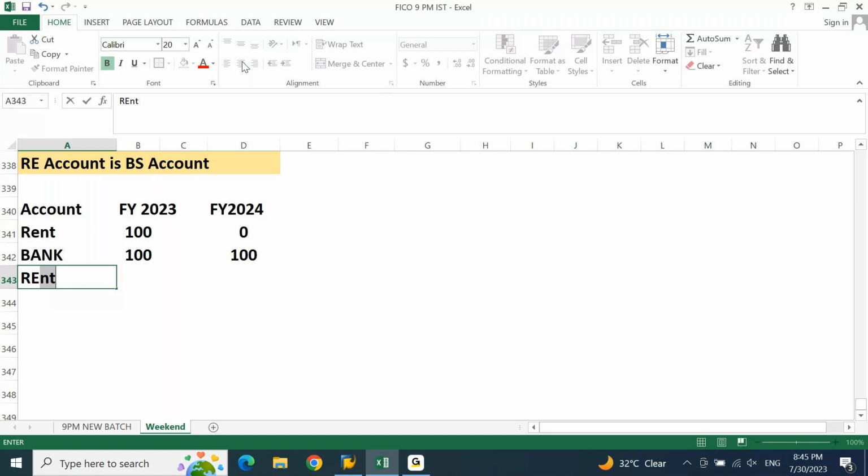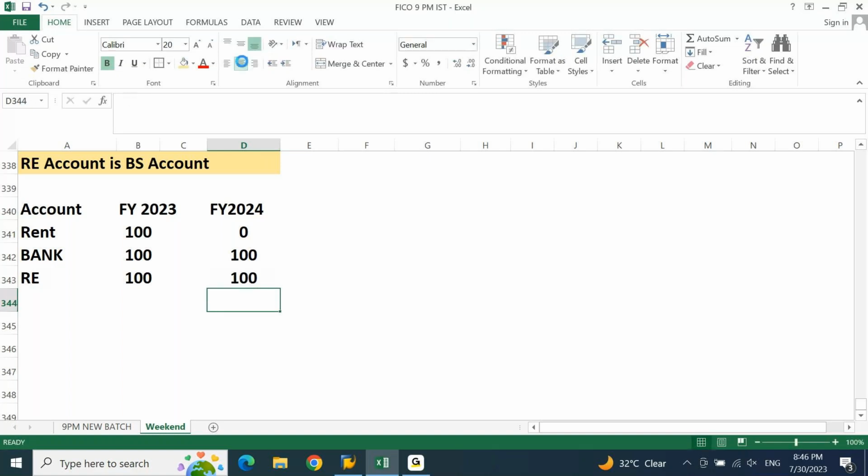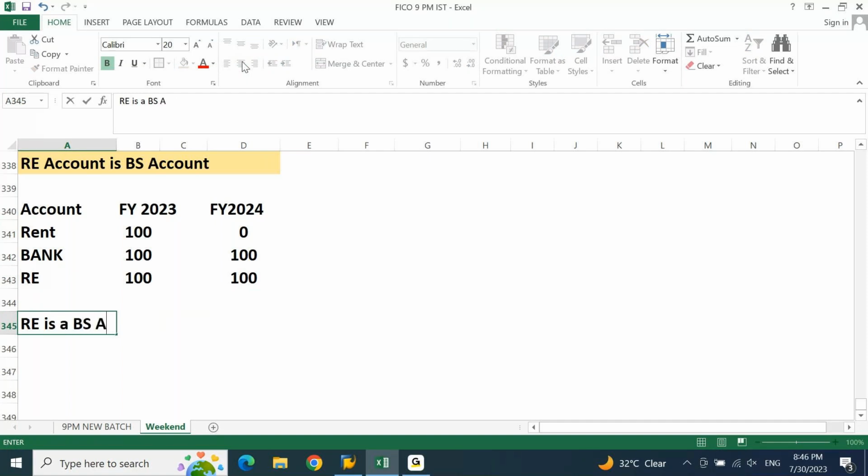Now, if I write retained earnings, my retained earnings is 100 in 2023. In 2024, will it be 100 or anything else? It will be 100. Why is it 100? Balance carry forward. RE is a balance sheet account.